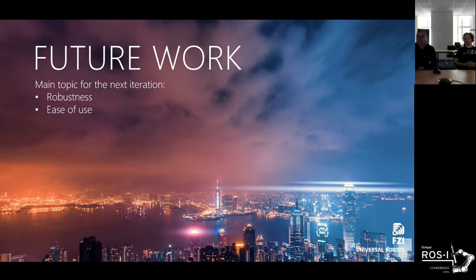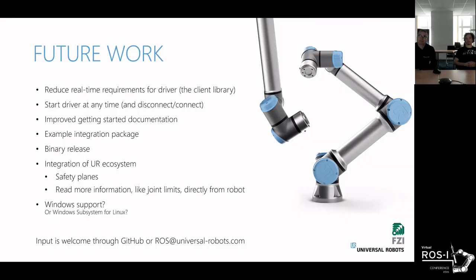Future work: I would like to highlight at least the direction we would like to go. Of course, for industrial purposes, robustness is a very big thing, and it doesn't really matter how many features you have if you don't have the robustness for the use. It doesn't have any meaning. So robustness and ease of use, maybe ease of getting started as well. A bit more structured: reducing the real-time requirements for the host of the driver could be very beneficial, so moving a bit more stuff to the controller.